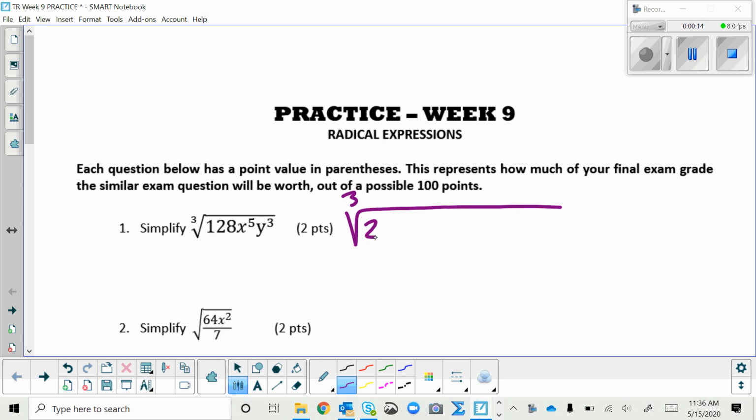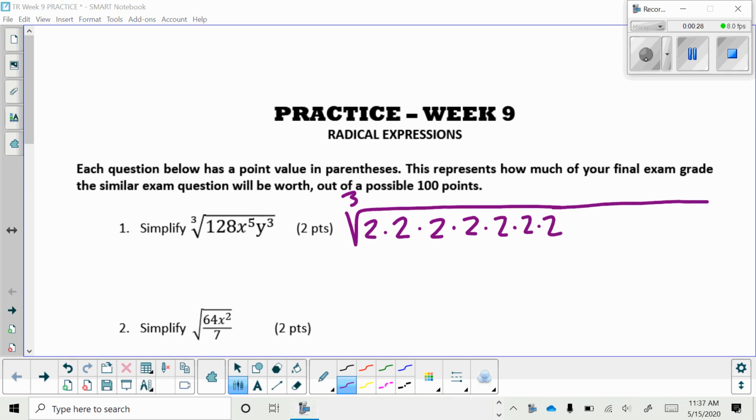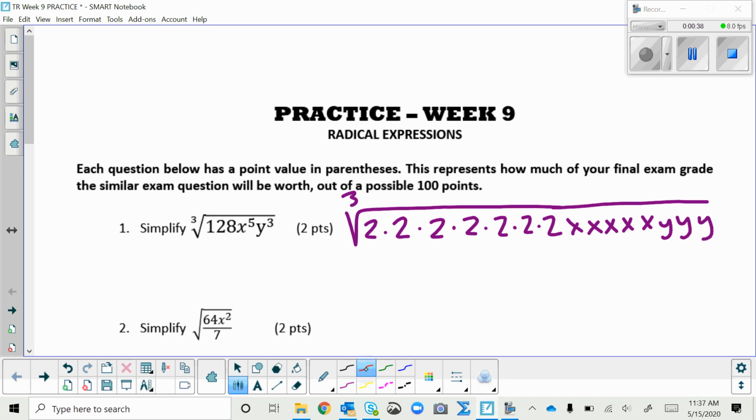128 is 2 times 64, which is 2 times 32, which is 2 times 16, which is 2 times 8, which is 2 times 4, which is 2 times 2. Oh my goodness, a lot of 2's. And then there are 5 x's and 3 y's. And you're looking for groups of 3.